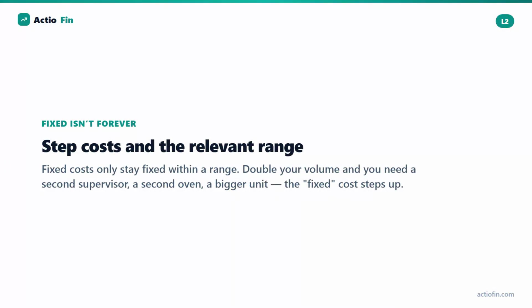Fixed costs are only fixed within a certain range of activity, called the relevant range. Within it, rent and supervision do not move. But push volume far enough and they step up. You need a second supervisor, a second oven, a larger unit. These are step costs, and they catch managers who assume a cost will stay flat forever.